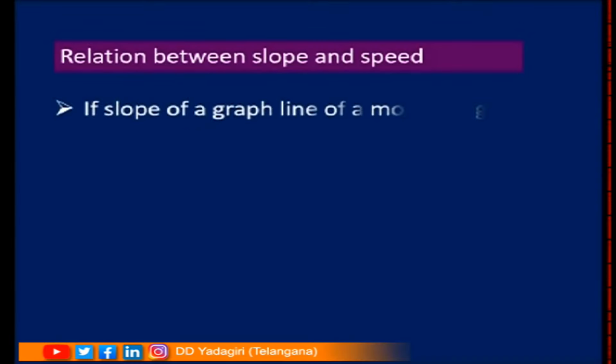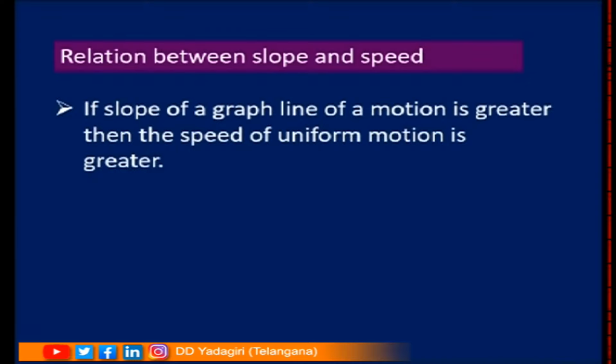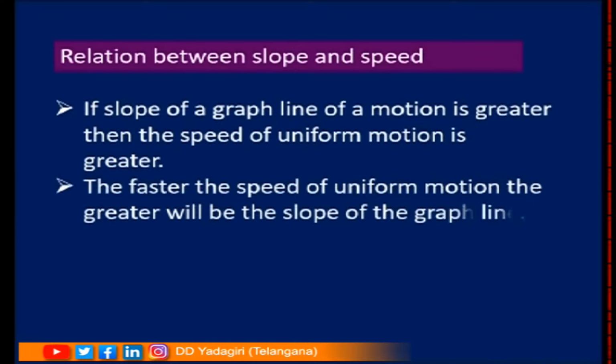Means if the slope of a graph line of a motion is greater, then the speed of the motion is greater. The faster the speed of uniform motion, the greater will be the slope of the graph line. So this is very important, children. If the slope is high, the speed of the object is also high. It represents high speed.